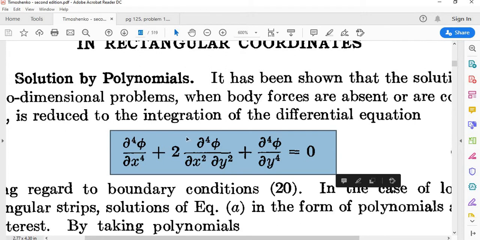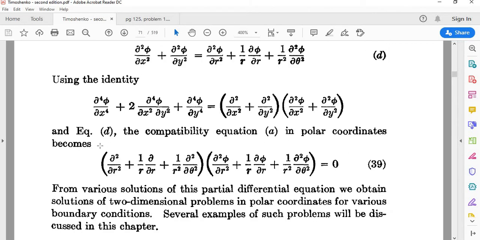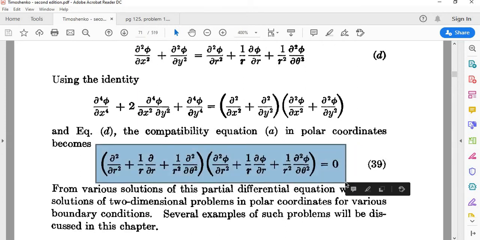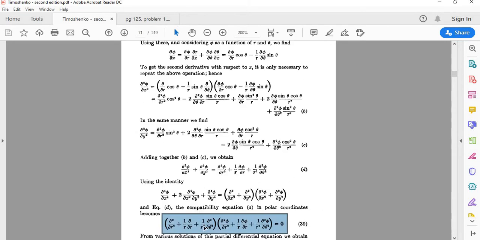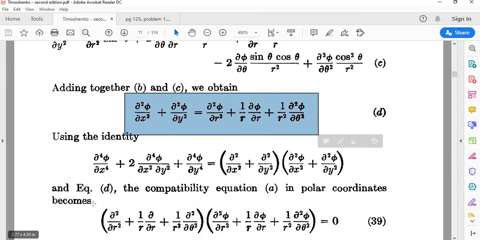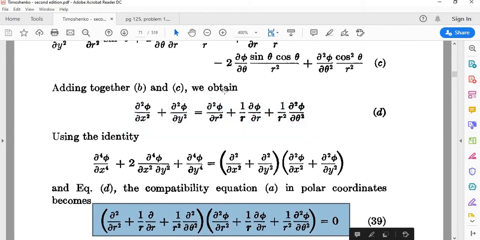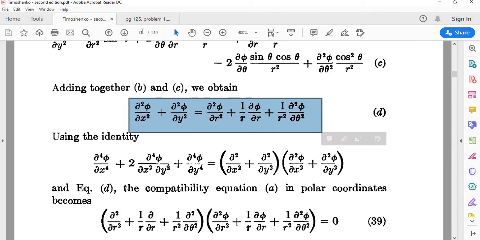Now a similar expression we wanted to derive in polar coordinates. We actually did that, and this is the expression for the compatibility condition in polar coordinates. So you are asked to verify a particular function with this particular equation. This is an intermediate step in the derivation of the final compatibility equation. So this is the equation, and you are given the function to verify that. So let's see the solution.